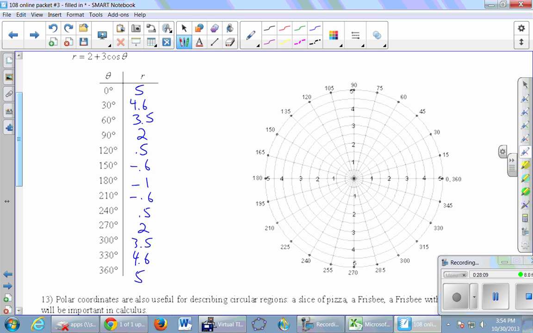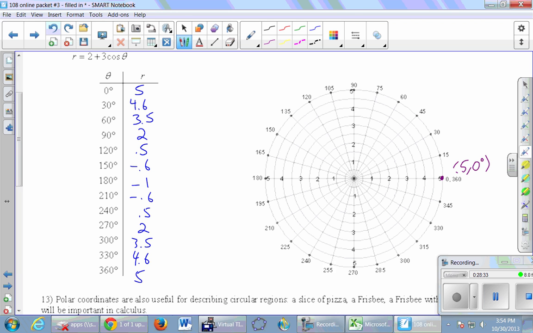So the first one says go 0 degrees and then go out 5. So 0 degrees means don't go up here at all, but rather stay here and then just hit the point at 5. So our very first point is just right over here at 0 degrees and 5. And remember we were saying r and theta, so this is really 5 comma 0 degrees. That point there.